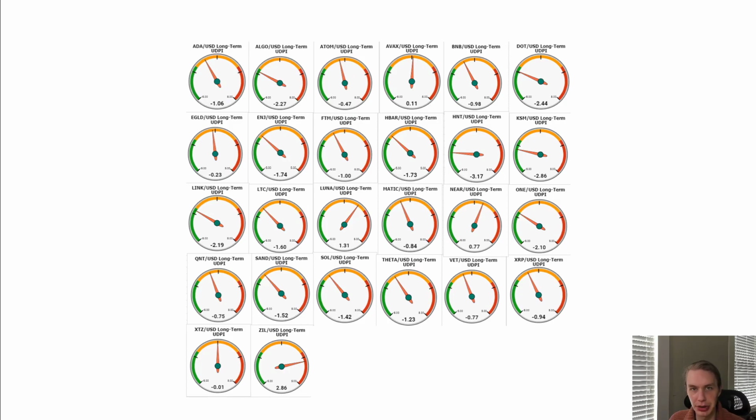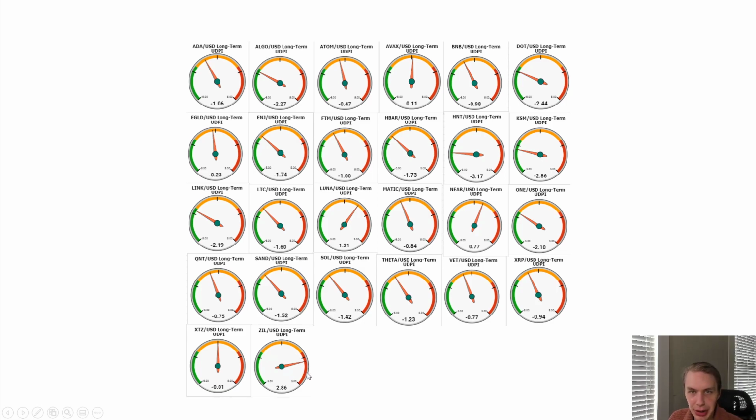So let's talk now about the altcoins that we monitor across the different time frames. I'm going to start by showing you the long-term UDPIs for all the different altcoins that we're currently monitoring. And what you can see is that, generally speaking, things are still in the negative with some notable outliers, or some notable ones that are deviating. I think ZIL and Luna are the two that catch the eye as being the most discrepant, especially ZIL.